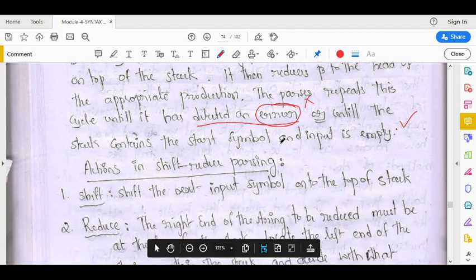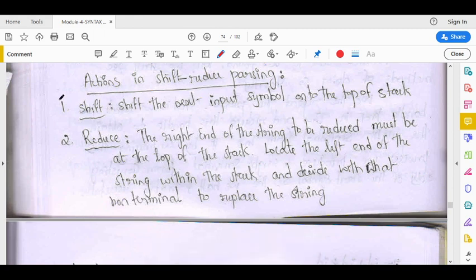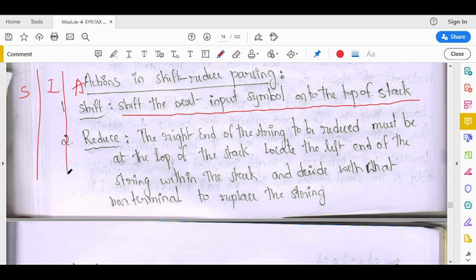So looking at the actions in shift reduce parsing, the definition goes this way. Shifting, in the sense, shifts the next input symbol onto the top of the stack. That's what I said. So I have stack, I have input, and I have action. These are the three columns which we consider. So in the case of shift, I move from input to the top of the stack.